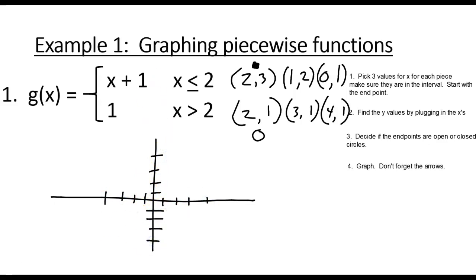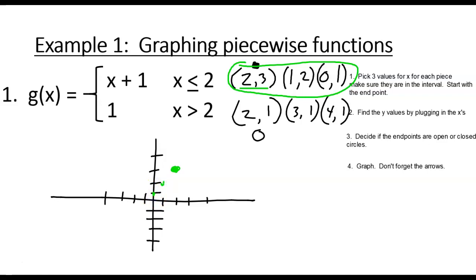Okay. So I'm going to start off with this one here on top, this piece. Let's graph this piece first. So we're going to do 2, 3. So over 2 and up 3, and I'm going to use a closed dot because it's my endpoint of 2, 3, because that's what we decided it was. Next point is 1, 2. So over 1, up 2. Next one is 0, 1, which is right here. So there's my 3 points.